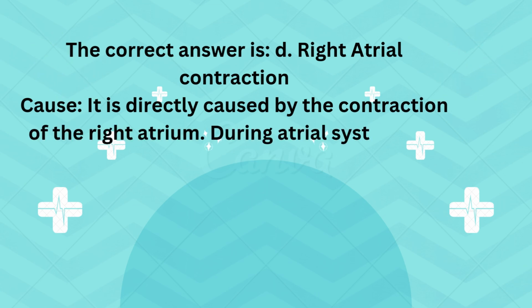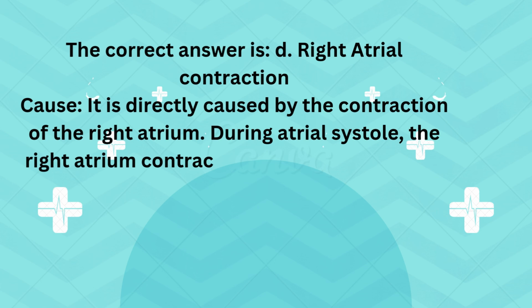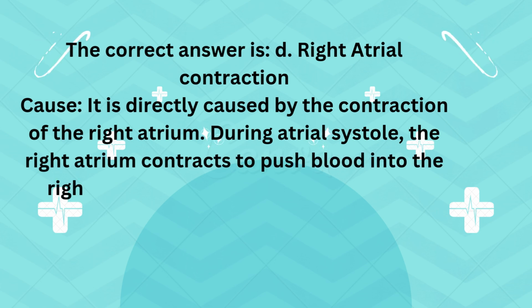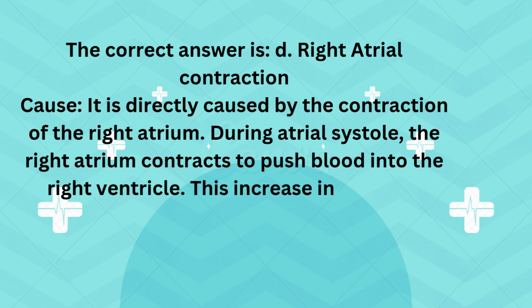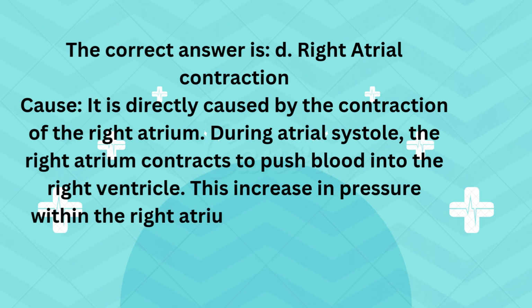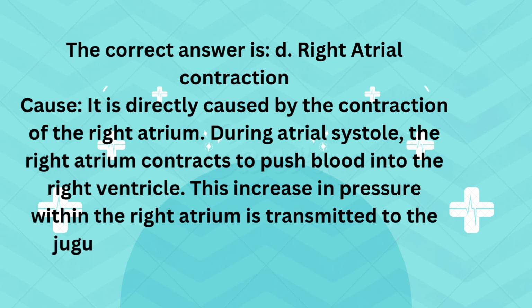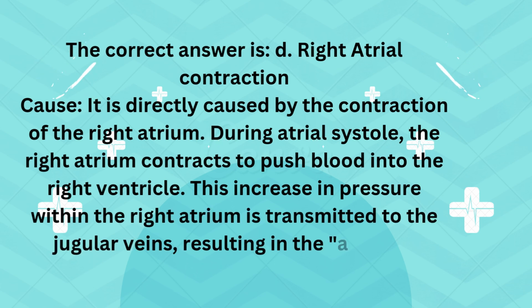During atrial systole, the right atrium contracts to push blood into the right ventricle. This increase in pressure within the right atrium is transmitted to the jugular veins, resulting in the A wave.